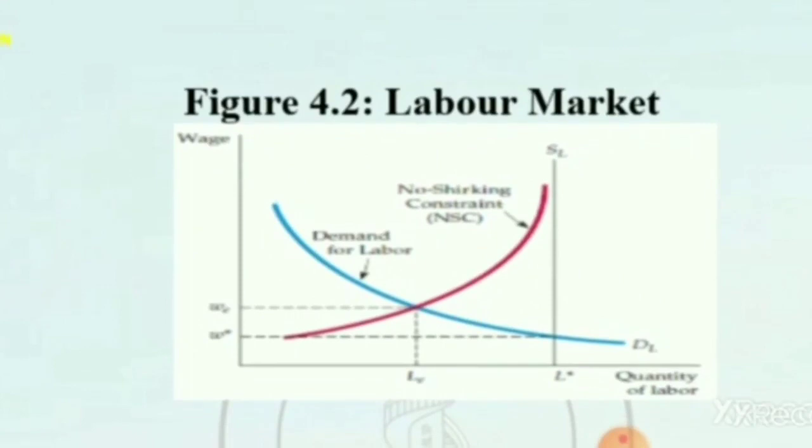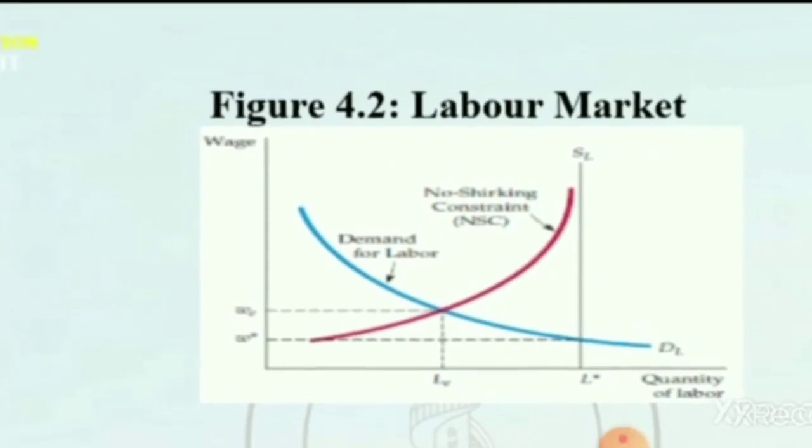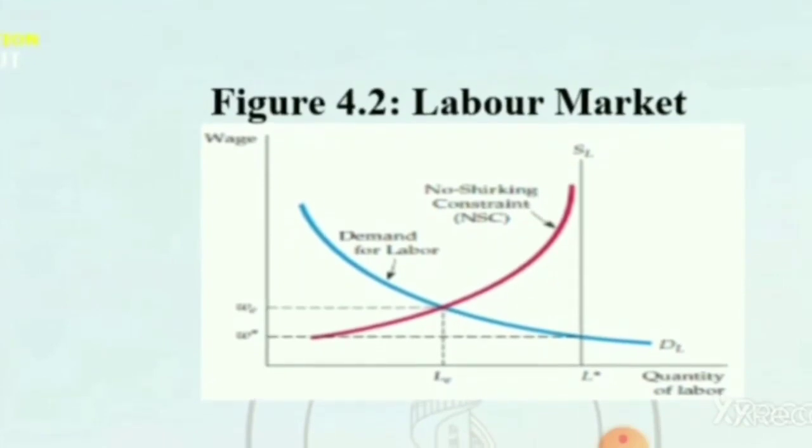Here the figure in the labor market represents the red line crossing the blue line at the point WE, that means the equilibrium wage that happens in the economy. And what is W star? That is the shirking wage. That shirking wage is always lower than the WE, that is the equilibrium point.